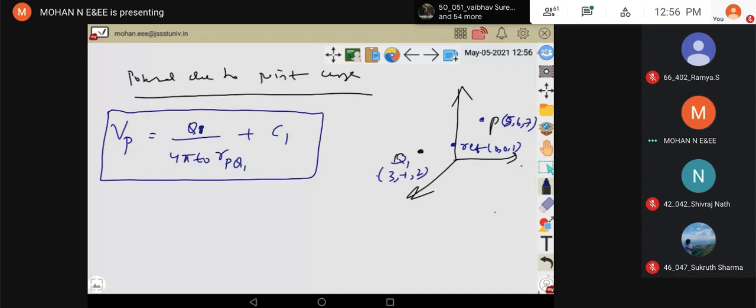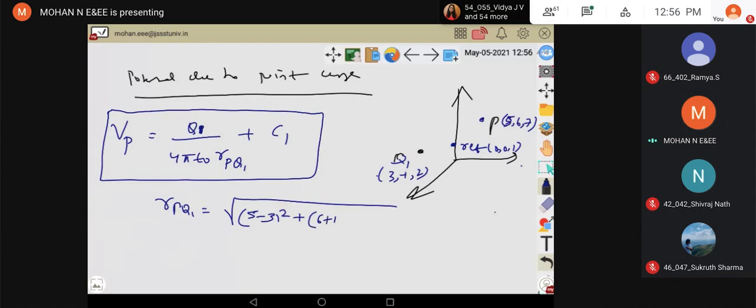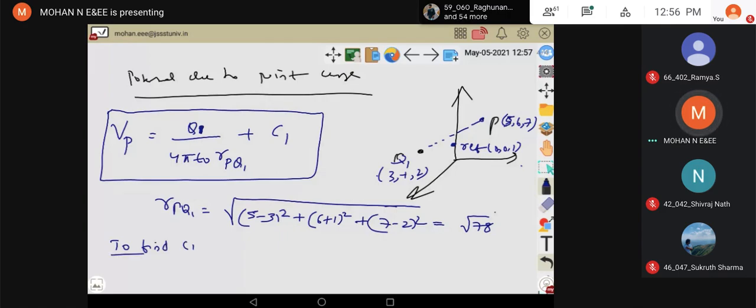So let me solve for RPQ1 here. It is nothing but simple distance. So it is 5 minus 3 square, 6 minus of minus 1 square, plus 7 minus 2 square, that is equal to root 78. So this one I have found out. That is RPQ1. Okay. So next I want to find C1.